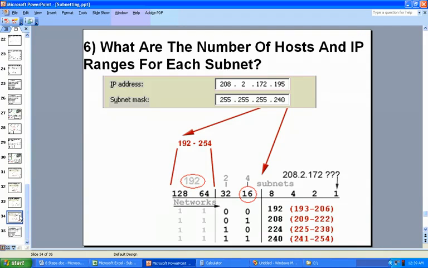Okay, so what are the number of hosts and the IP ranges for each? Well, again, we just look to our networks, and since we're in the 192 only, we're going to start with 193 through 206 because I can't use 192. That would be all zeros. I can't use 207. That's all ones, so it's 193 through 206. 2 to the n minus 2. So this is the minus 2, and we just do it for each of the 4 subnets.